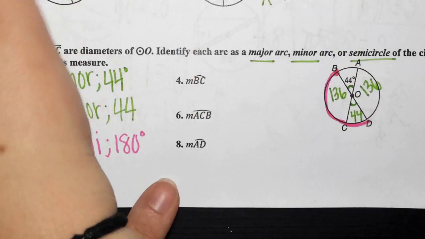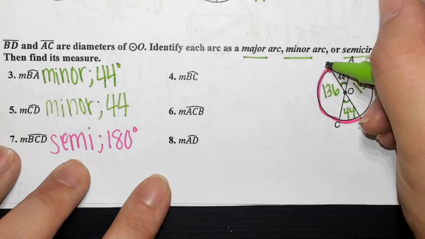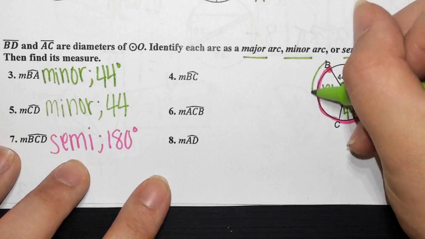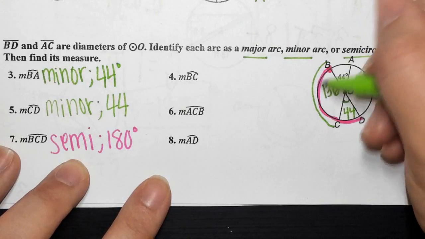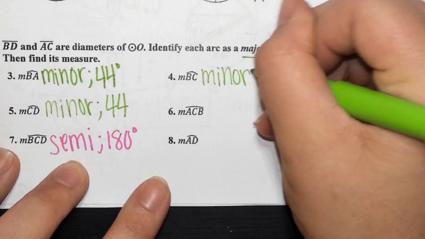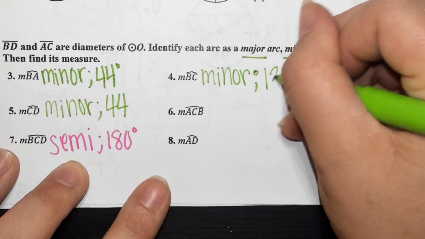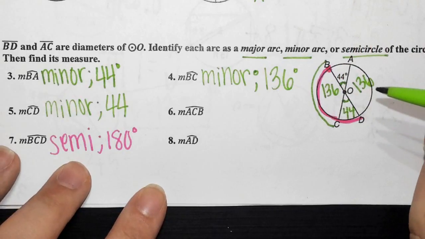Okay, now I only want to find BC. So take your pen, put it on B, and circle till you get to C. Well, I only went 136. So BC is a minor, and it's 136 degrees. Minor is always less than 180.